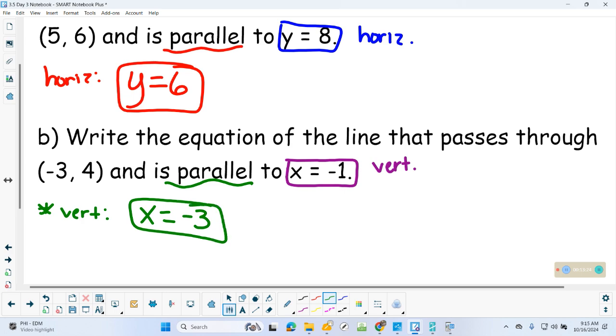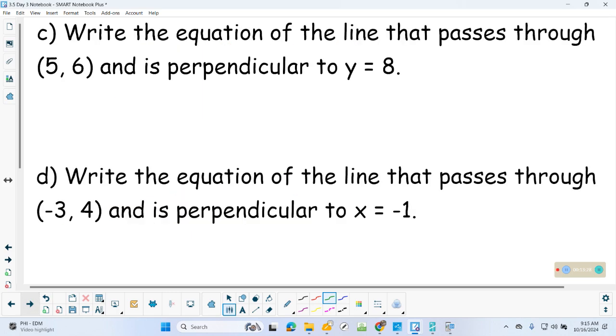So any questions on those guys? Okay, let's spice it up a bit. Write the equation of the line that passes through 5, 6, perpendicular to y equals 8. Well, let's start with this. So the given line, what type is it? Vertical or horizontal? Horizontal, good. So if we're going to make it perpendicular, if you have a horizontal line, what type is going to be perpendicular to it? A vertical.